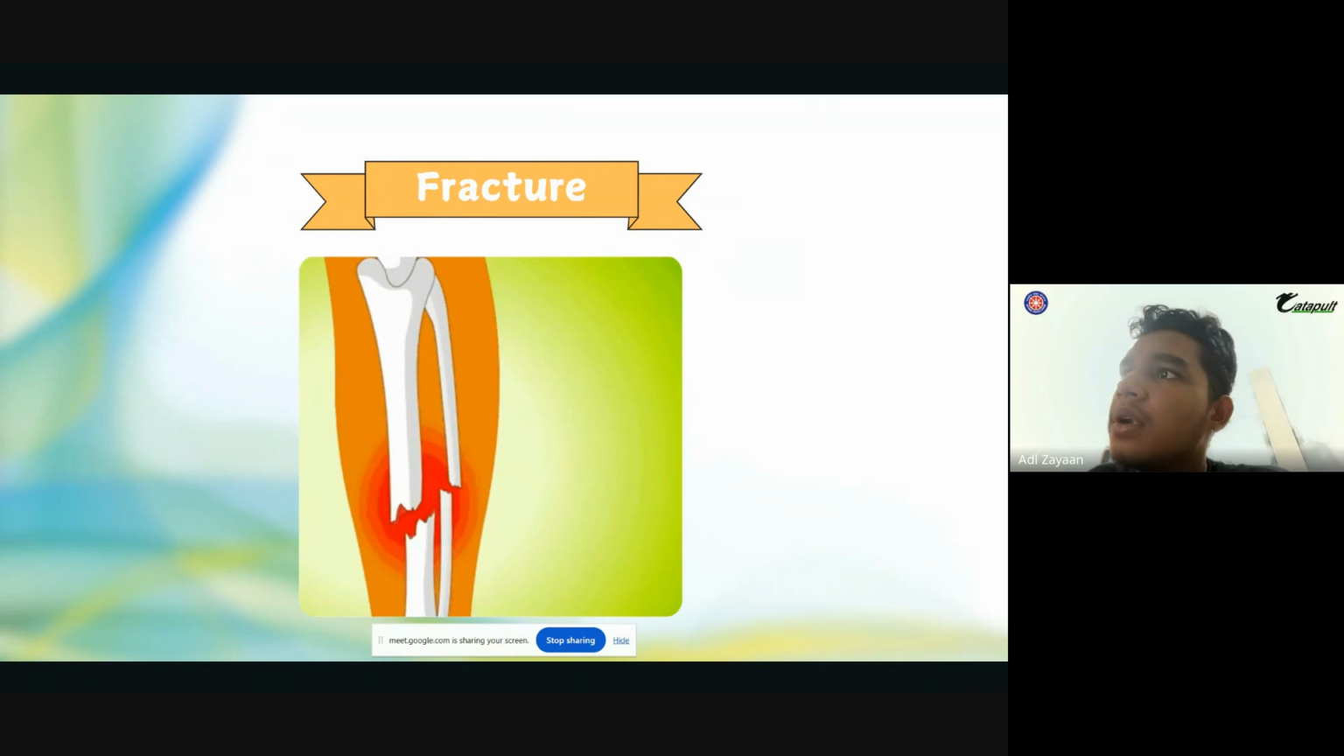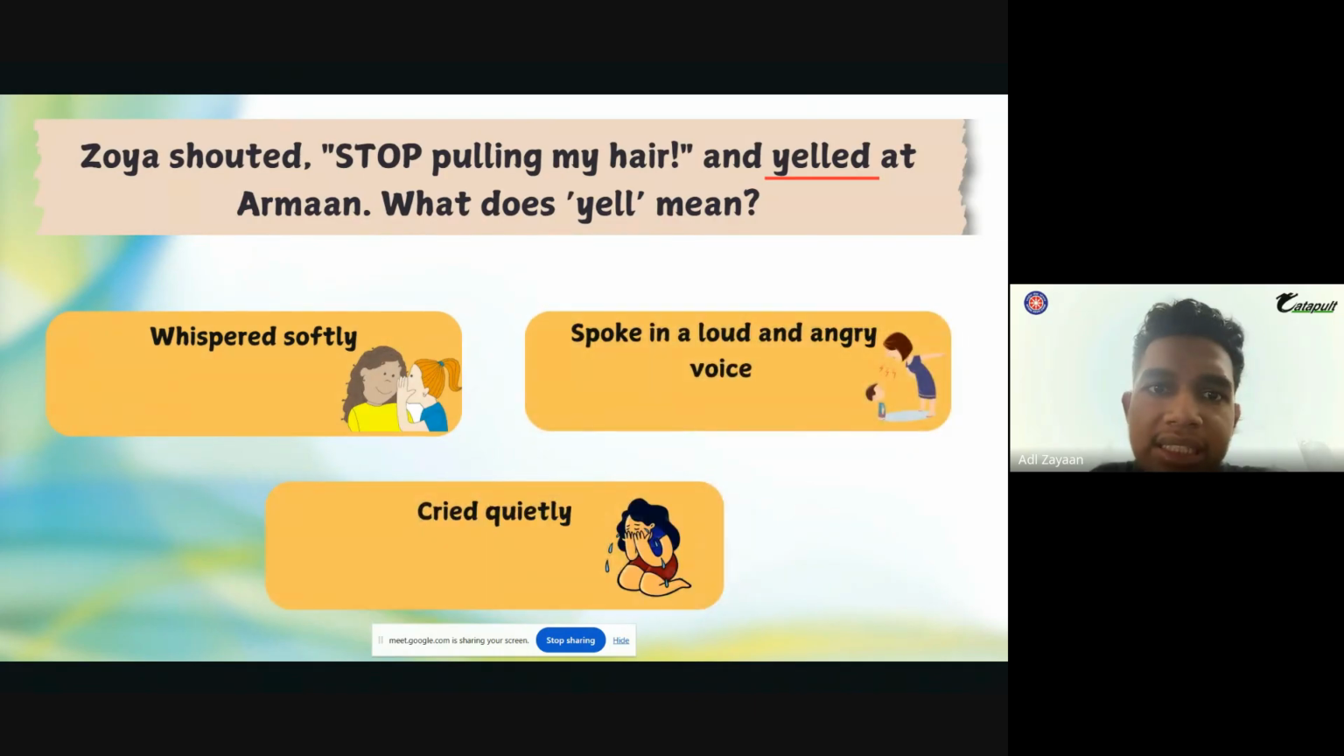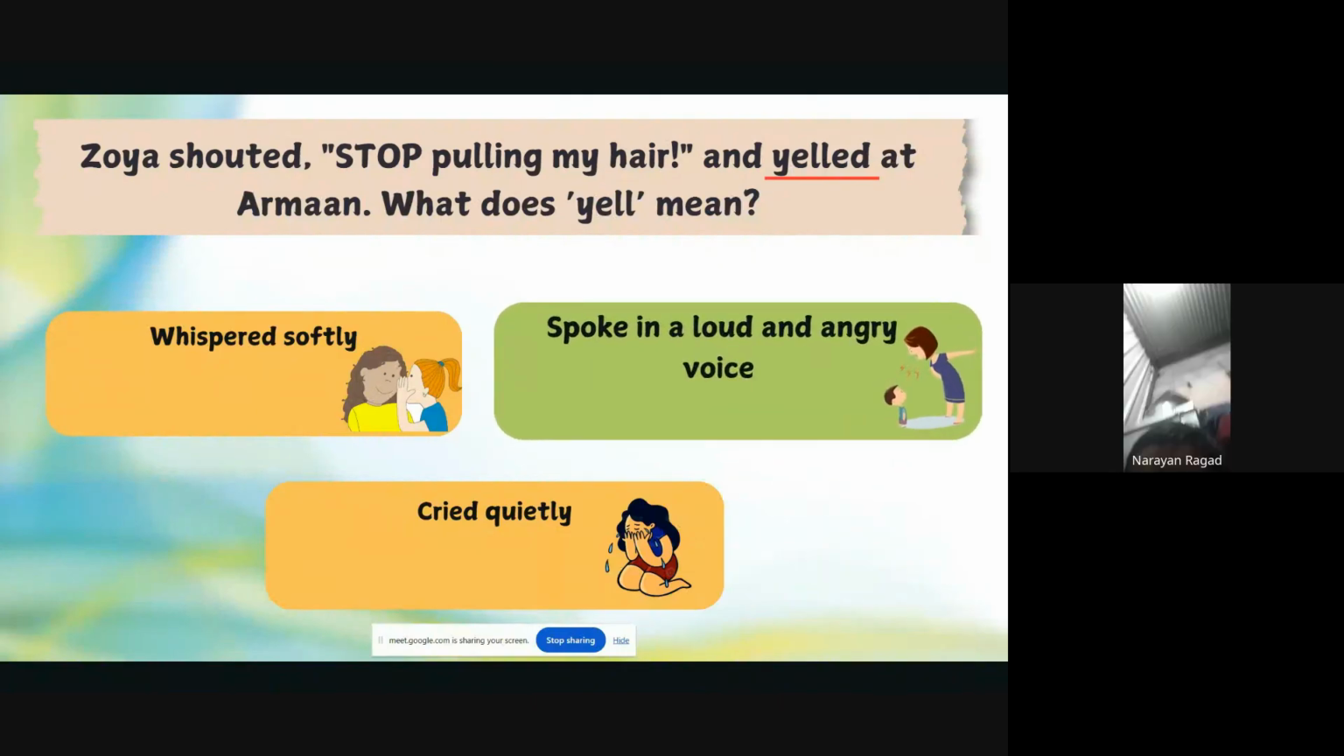Okay, cool. So next is the vocabulary challenge. Vocabulary means words. You guys need to say the meaning of the word. Zoya shouted, "Stop pulling my hair!" and yelled at Arman. What does yell mean? Whispered softly, whispered meaning speaking in a very small voice; spoke in a loud and angry voice; cried quietly. Which is the correct answer? Spoke in a loud and angry voice. Correct.